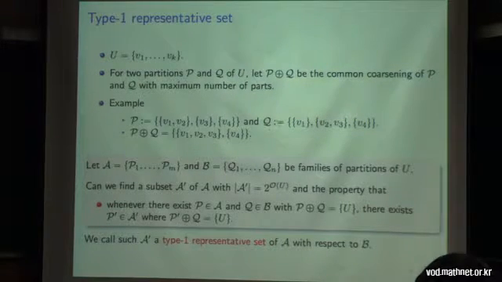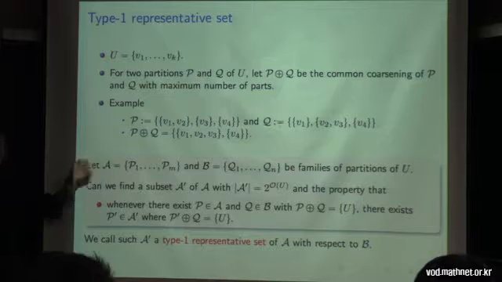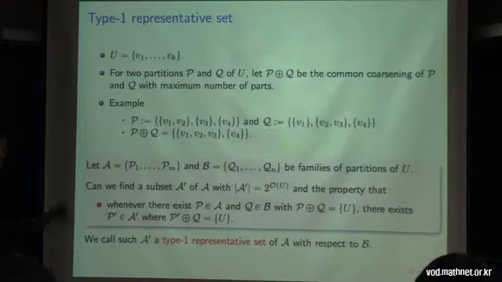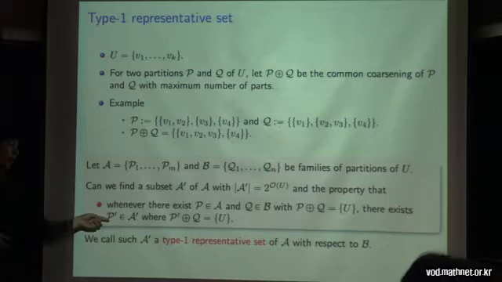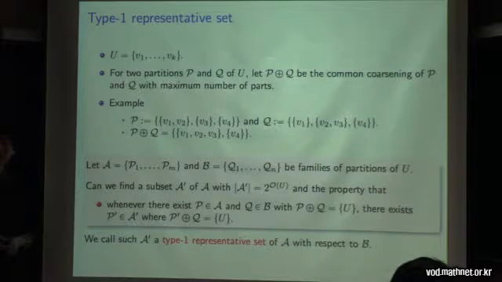And our question is, you have some set of partitions A, and you have another set of partitions B. And then I want to find some subset A prime of A satisfying this property: whenever you have a P in A and Q in B, where P sum Q generates just one partition with the whole thing, then you have some P prime in A prime with the same property.